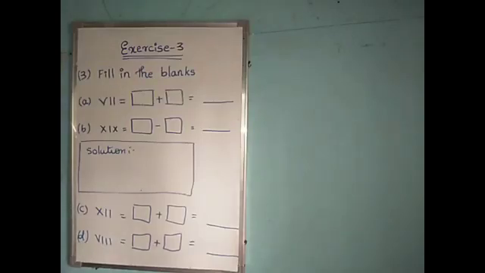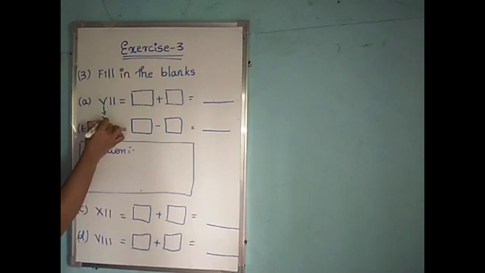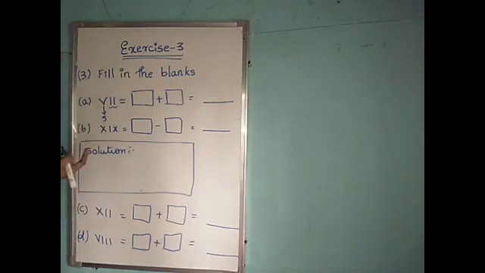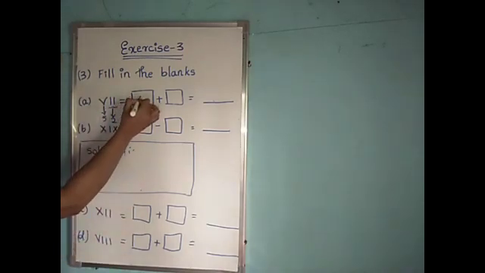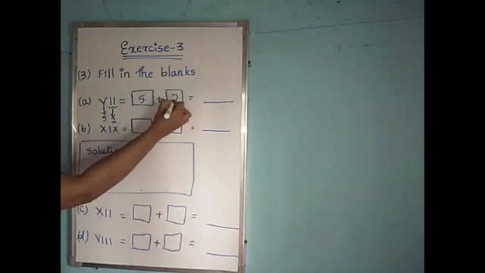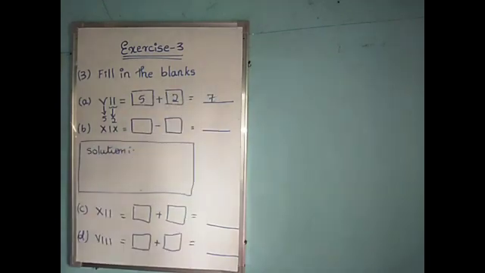Let's solve exercise 3. In that third one, fill in the blanks. So here first one, VII. V is the symbol of 5. I is the symbol of 1. Here how many times I is repeated? 2 times. So I is equal to 2. So here we have to write 5 plus 2 is equal to 7.